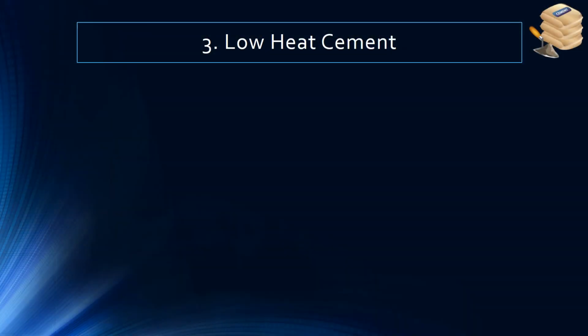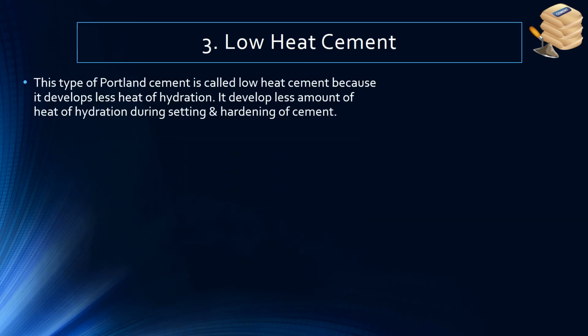Third type of cement is low heat cement. This type of Portland cement is called low heat cement because it develops less heat of hydration. It develops less amount of heat of hydration during setting and hardening of cement. Because the liberation of heat during the heat of hydration process is low, this cement is known as low heat cement.